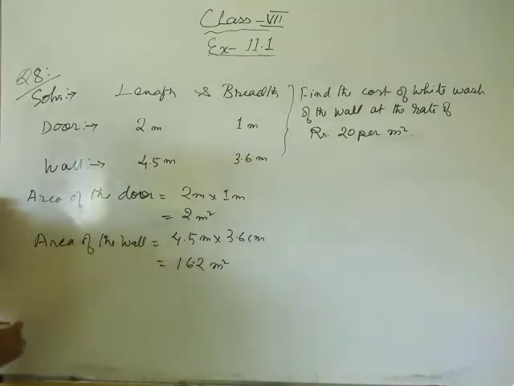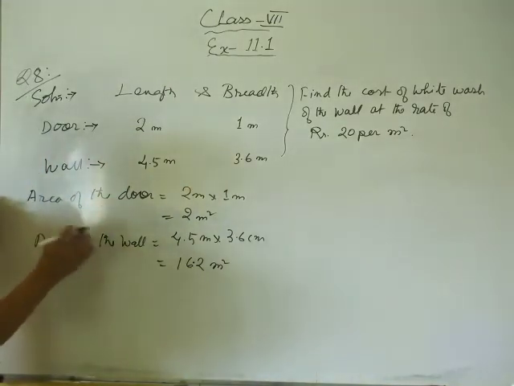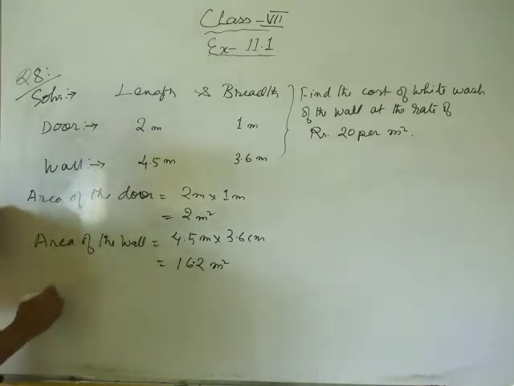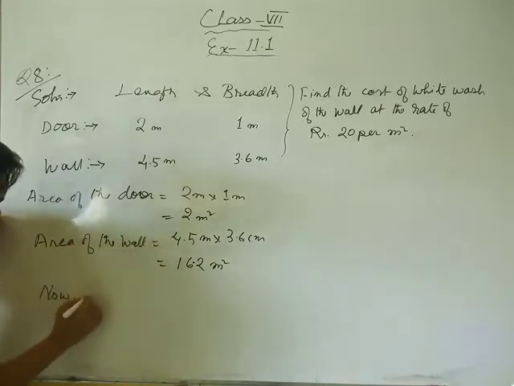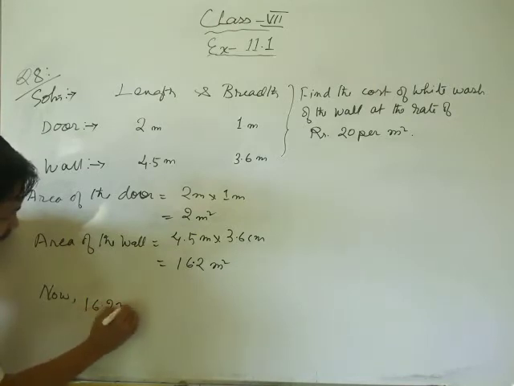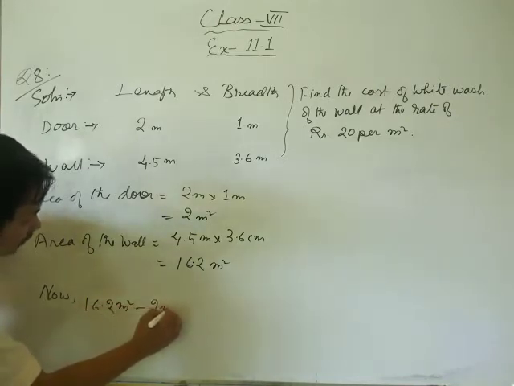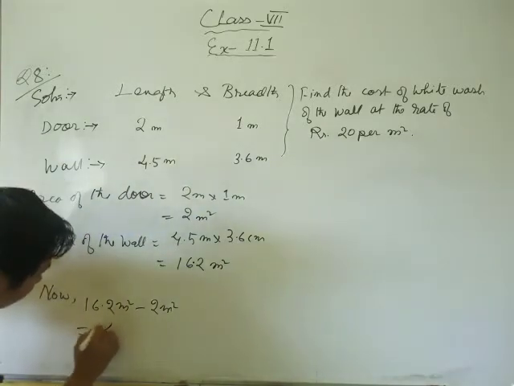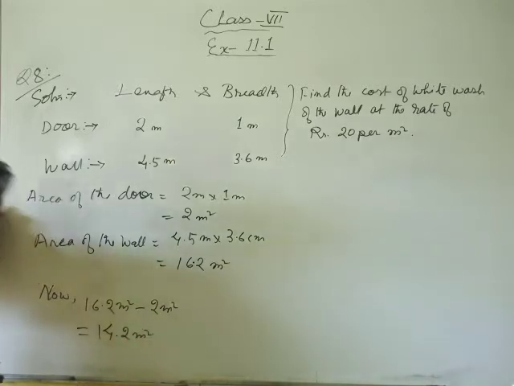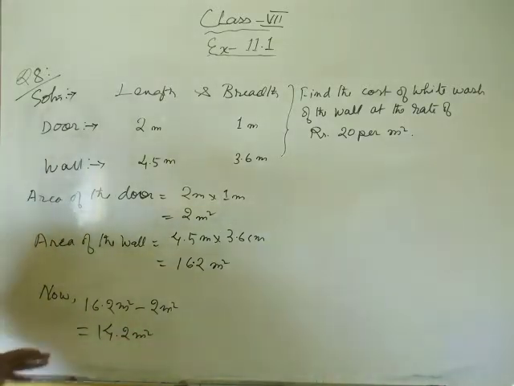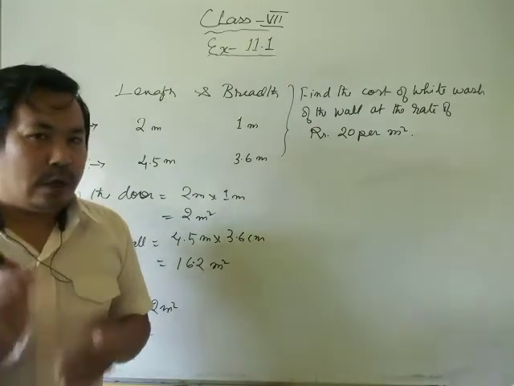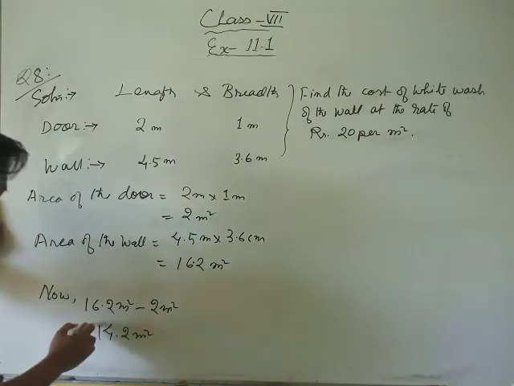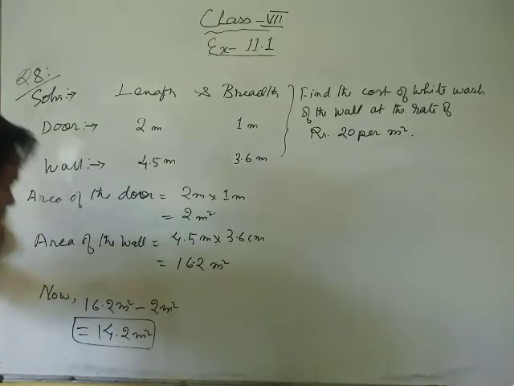So now what we have to do is subtract the area of the door from the area of the wall, isn't it? Now area of the door how much? 2. Area of the wall 16.2 meter square minus 2 meter square, isn't it? That means how much are we getting here? We are getting 14.2 meter square. Now 14.2 meter square is the total area of the wall to be whitewashed. This is the area to be whitewashed, isn't it?